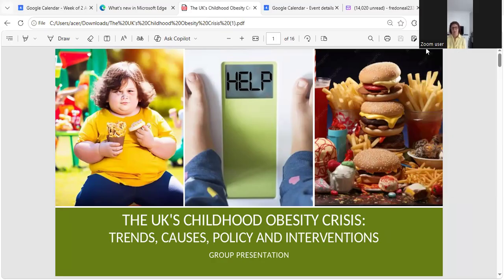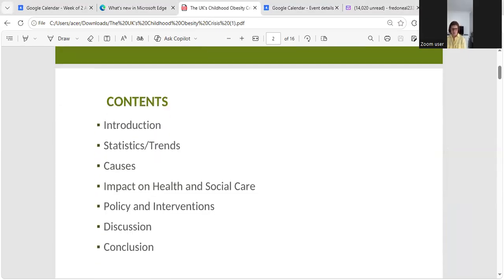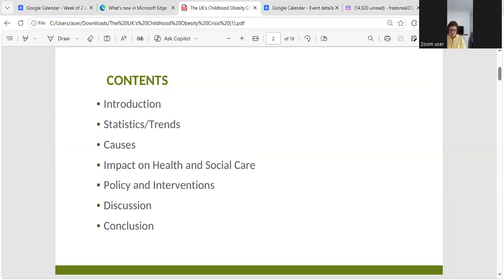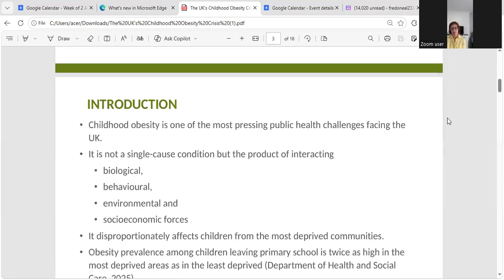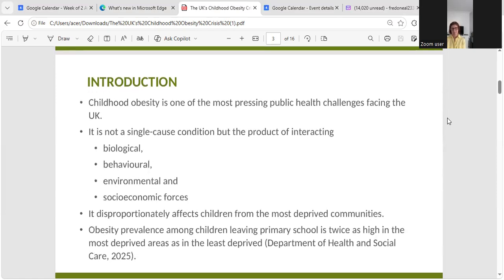Our group presentation focuses on the UK's childhood obesity crisis. We will explain the causes and trends, scales of childhood obesity, the health and social care consequences, the policy interventions the UK government has introduced, and their effectiveness. Now I will tell you about some factors which cause obesity.